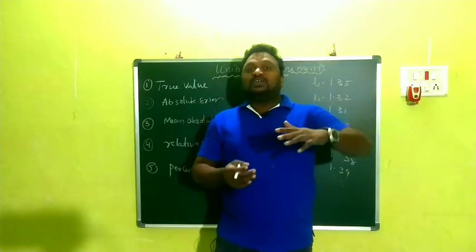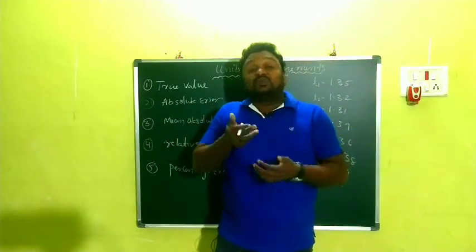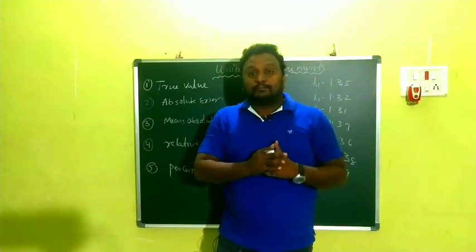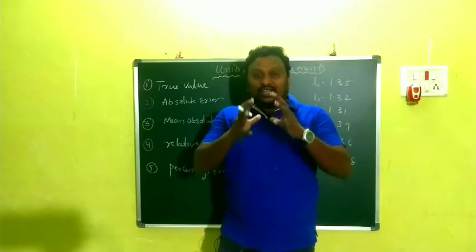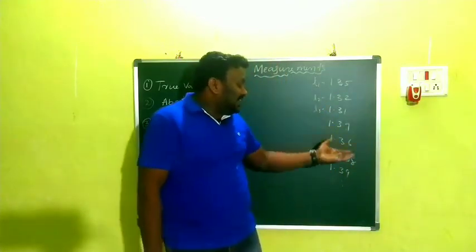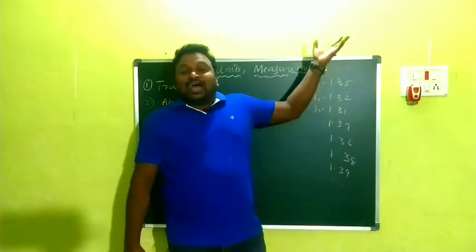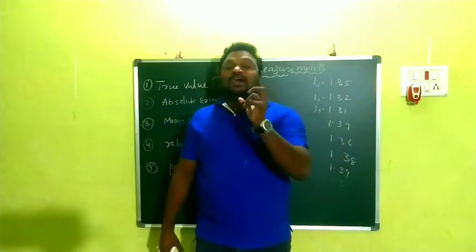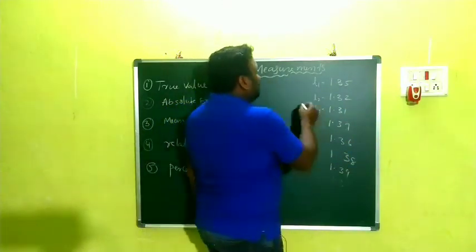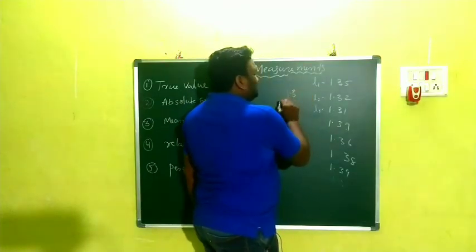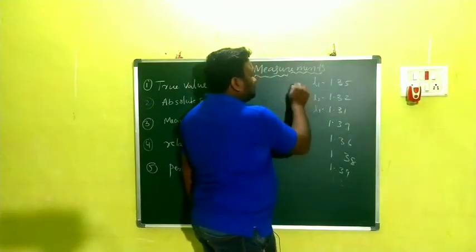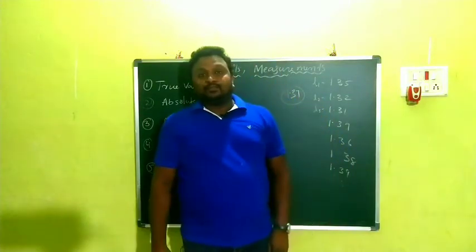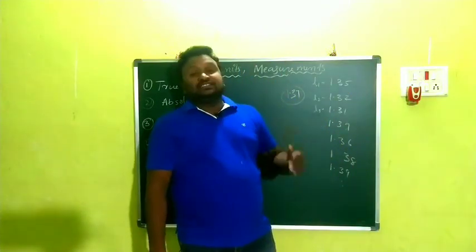For that purpose only, we take a number of values while doing the activity or lab experiment. That's why we take so many readings. The average of all these values gives one particular value. For example, I am saying now, just guess, 1.37. The average value is 1.37.